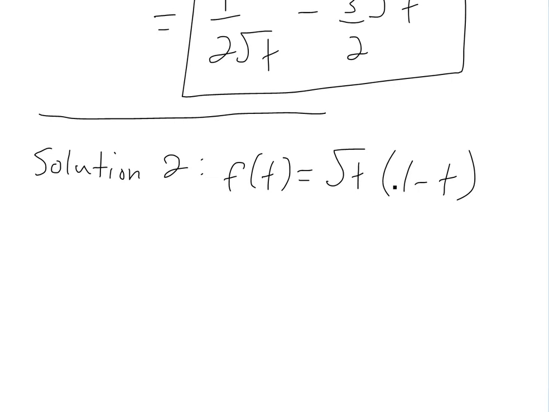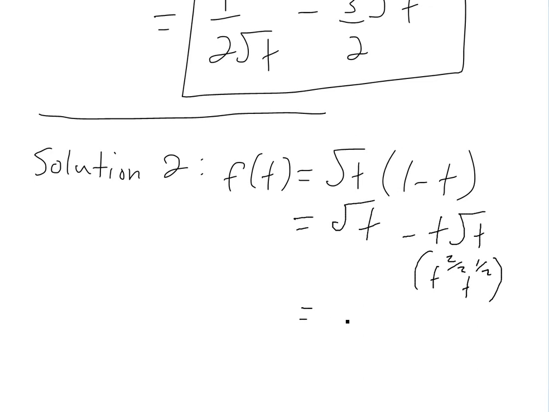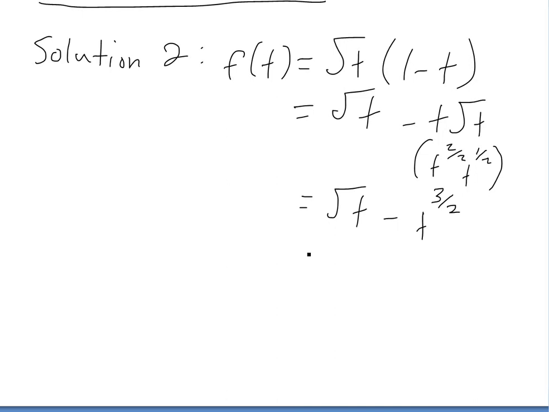So square root of t times 1 minus t right here. If we just multiply this in before we differentiate, we get square root of t minus a t times square root of t, and as you can see, we can add these up. This is the same thing as t to the 2 over 2, and this is t to the 1 over 2, and when you have multiplication, they add up. So this will be 3 over 2. So it will be square root of t minus t to the 3 over 2.